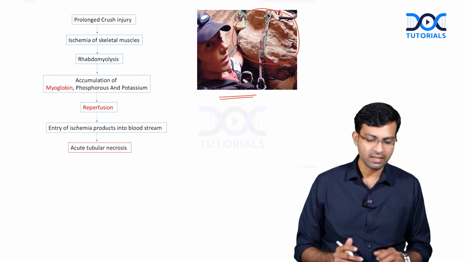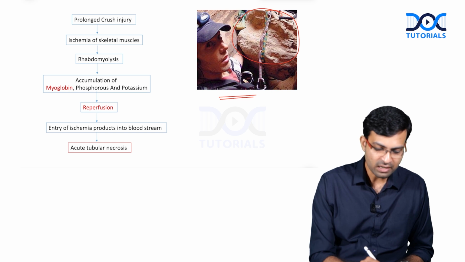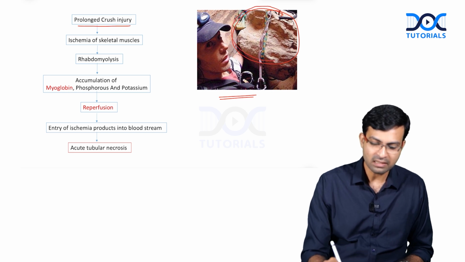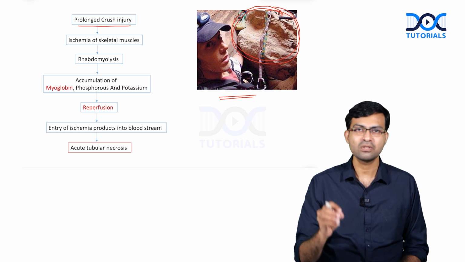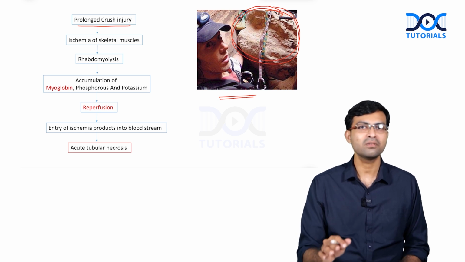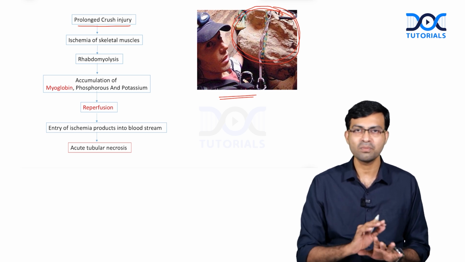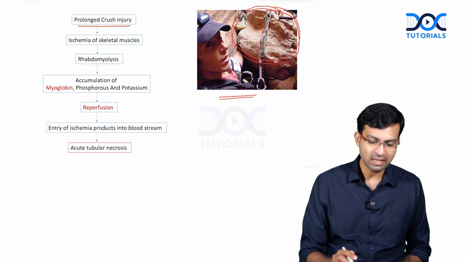Whenever there is prolonged crush injury, for example, he has been like this for, let's say, 2-3 days, there is crushing of the tissues there. The tissue would be dead by around 12 or 18 hours. The tissue would be completely dead. Now what is the next process?